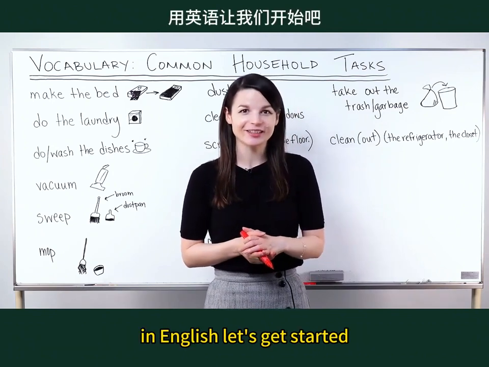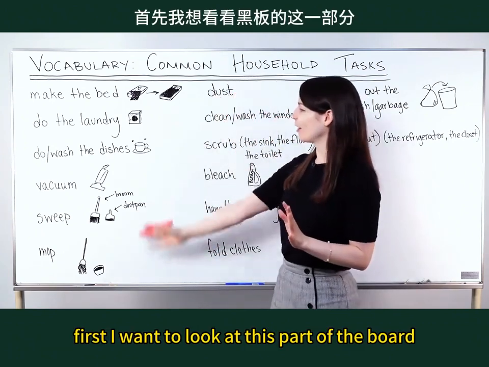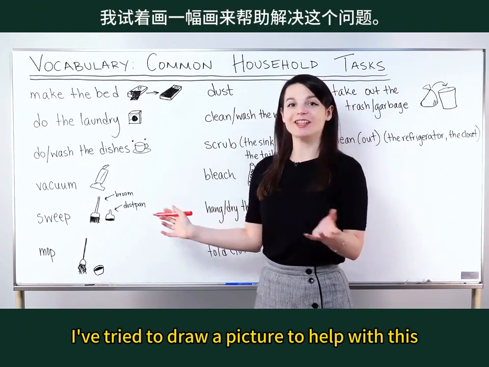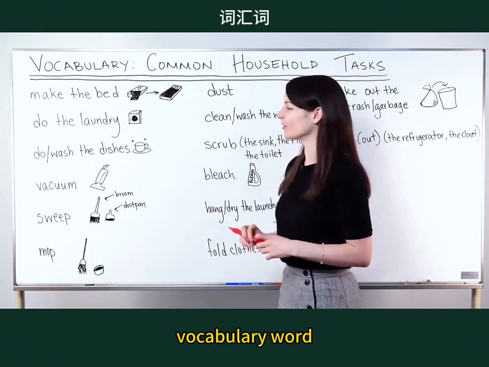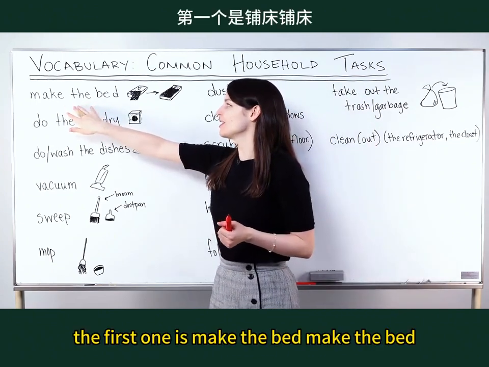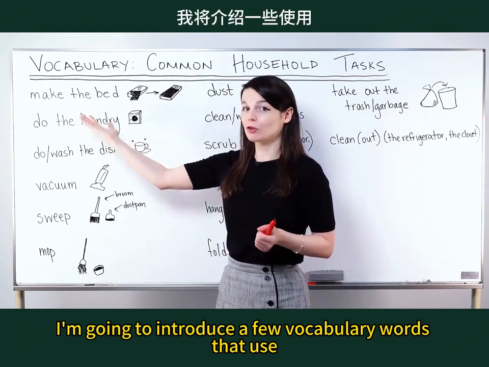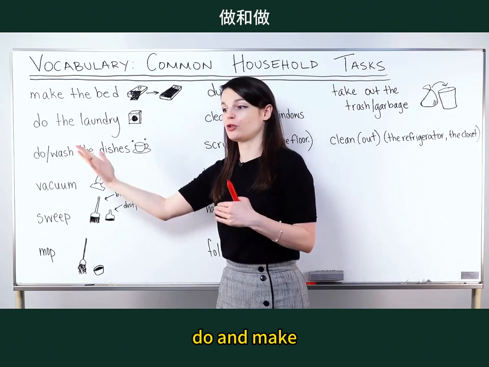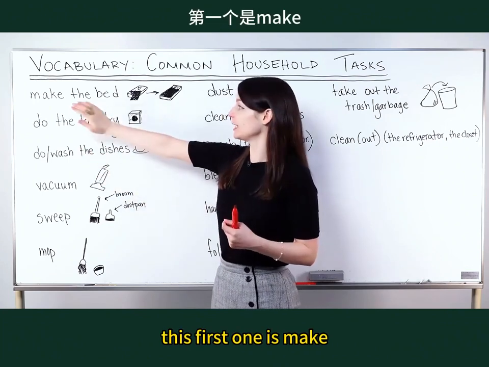Let's get started. First, I want to look at this part of the board. I've tried to draw a picture to help with this vocabulary word. The first one is make the bed. Make the bed. In this lesson, I'm going to introduce a few vocabulary words that use do and make. This first one is make.